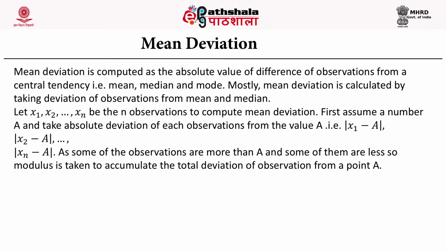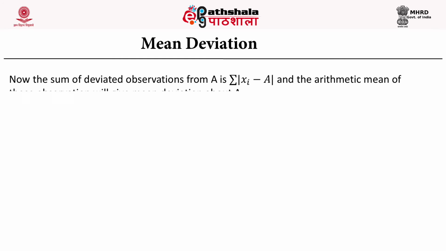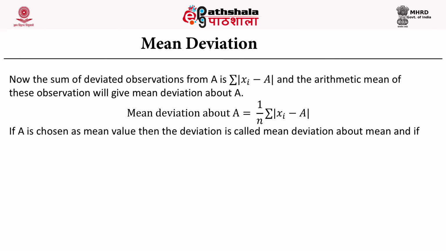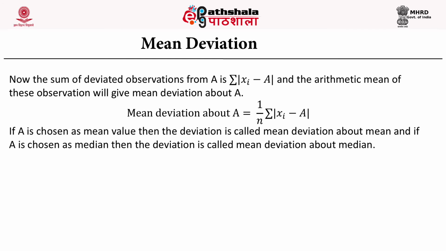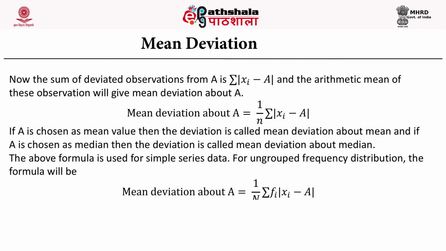As some of the observations are more than A and some of them are less than A, the modulus is taken to accumulate the total deviation of observations from a point capital A. Now the sum of the deviation of observations from A is the summation of |xi - A|, and the arithmetic mean of these will give the mean deviation. So the formula for mean deviation about A is 1/n times the summation over i of |xi - A|. If A is chosen as the mean value, then the deviation is called mean deviation about mean, and if A is chosen as the median, then it is called mean deviation about median. The above formula is used for simple series data.